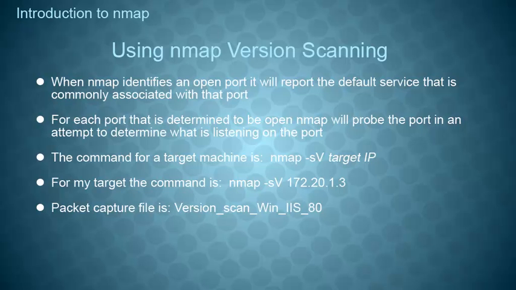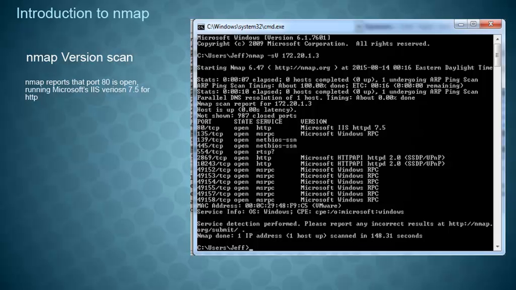So what I'm going to do is run two scans. I'm not going to show packet capture files, I'm just going to show outputs. The first scan I'm going to run is against a machine that's running IIS on port 80. And then I'm going to do a second scan against a machine that's running IIS on a different port. So we can see here that I ran the version scan, and it reports that port 80 is open, the service is HTTP, and the version is Microsoft IIS 7.5.